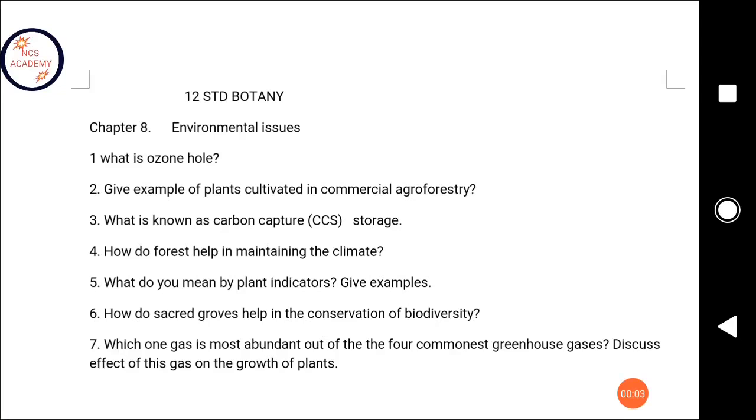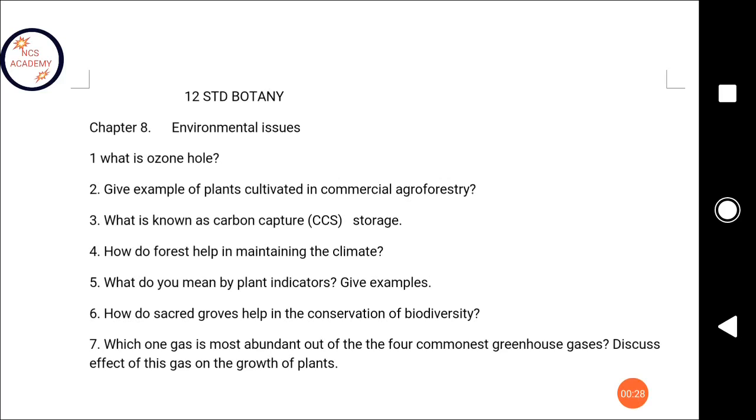Today we are going to discuss the 12th standard Botany, Chapter 8, Environmental Issues. Some important questions we are going to discuss. First question, what is ozone hole? Second one, give examples of plants cultivated in commercial agroforestry. What is known as carbon capture and storage?